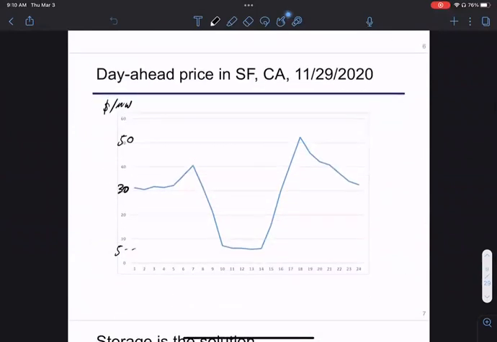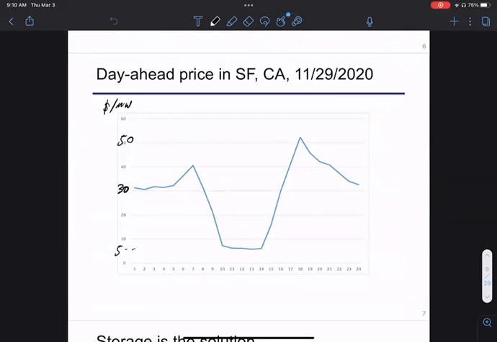For example, this is an actual plot of price in San Francisco. What happens is this is a very low price, this is a very high price, right? So what you really want to do is charge here and discharge here. You make money through the gap in price. Okay, so that's what a battery is trying to do. It's trying to make a profit. You have a battery, if there's a price difference, can I do this?